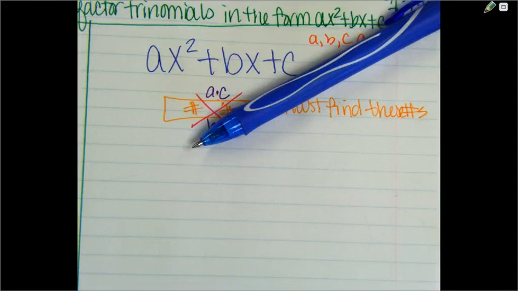What are they? 3 and 4, or 4 and 3. Does it matter which way I write them? No. So let's double check. 3 times 4 is 12. And 3 plus 4 is 7. Did it work? Yes, it did. Got it? Okay, we're going to keep going.